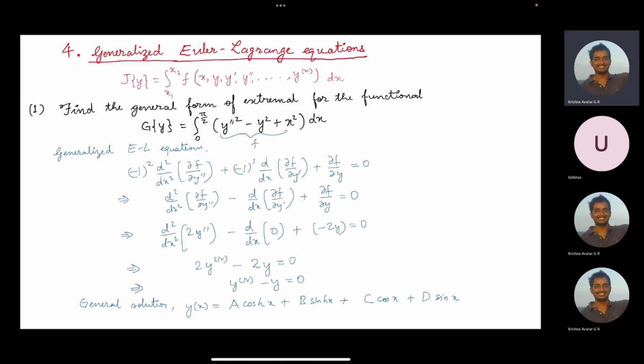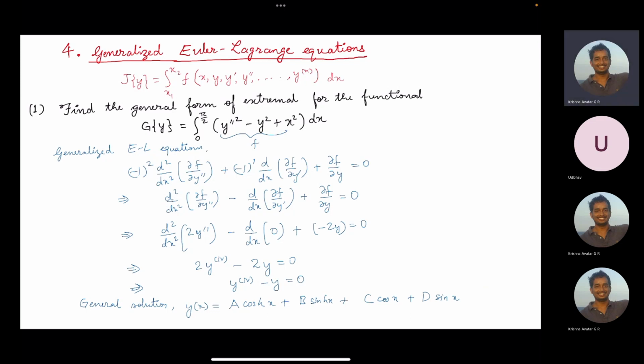Okay. So the generalized EL equations, and the integrand is denoted by f. Integrand for this functional. The general Euler-Lagrange equation, as you very well recall, and in this case n happens to be 2, is given by (-1)^2 d squared by dx squared of del f by del y double prime plus (-1)^1 d by dx of del f by del y prime plus del f by del y is equal to 0.